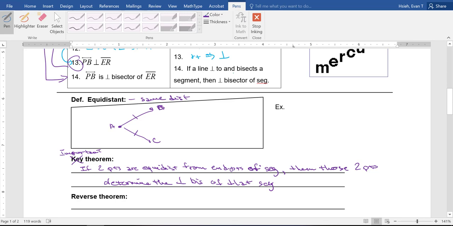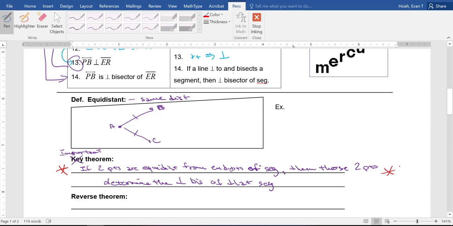So, the theorem is kind of a long one, okay? It's a mouthful. If 2 points are equidistant from the endpoints of a segment, then those 2 points determine the perpendicular bisector of that segment. And you do need to write it out.